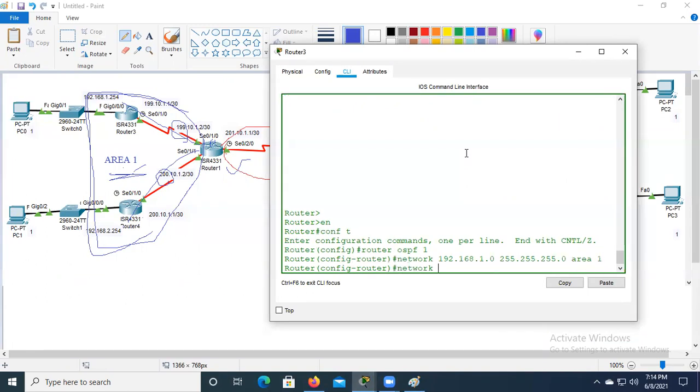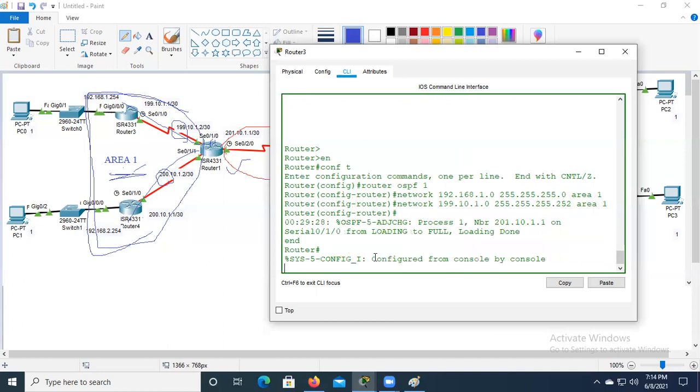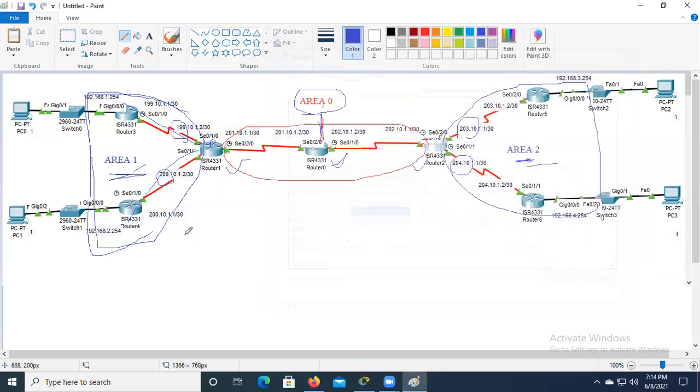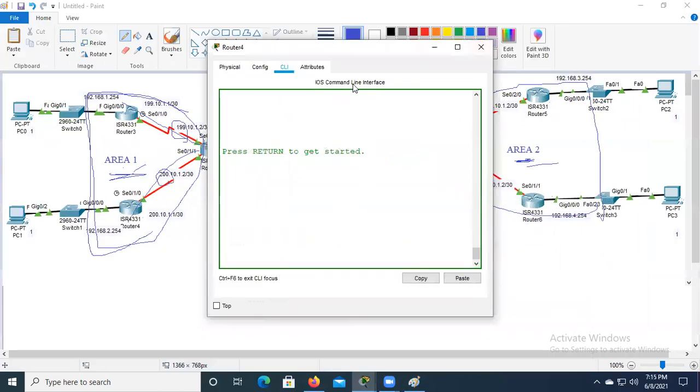And my serial network, which is 199.10.1.0, 255.255.255.252. It should be in area 1 only. Enter. Then end. So this router is also getting the adjacency messages, the OSPF adjacency message. Now, same way, let me configure this other router.